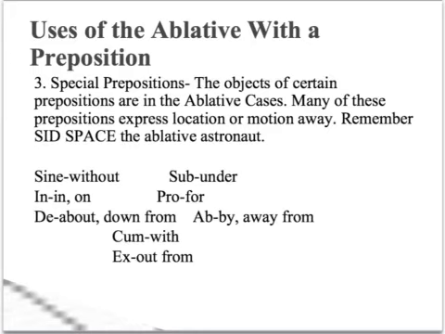There are special prepositions that will take the ablative after them. Many of these prepositions will express location or motion away. Remember SID SPACE, the ablative astronaut. So we have SID, S-I-D: sine, without; in, which is in or on; de, which means about or down from. And then you have SPACE, S-P-A-C-E: sub, pro, ab, cum, and ex. All these prepositions will take the ablative.